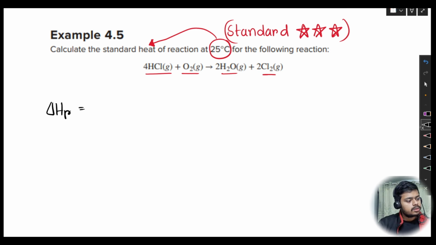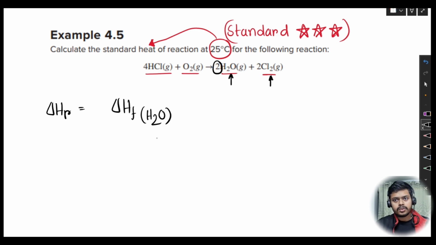Okay, so if we look at this heat of reaction, in the output there is a water molecule and there is a chlorine molecule, but the chlorine molecule is a diatomic molecule, so it is not going to be included in the heat of formation. The water molecule is going to be included, so the heat of formation for the water molecule, and notice that the water molecule has a stoichiometric ratio 2 before it.